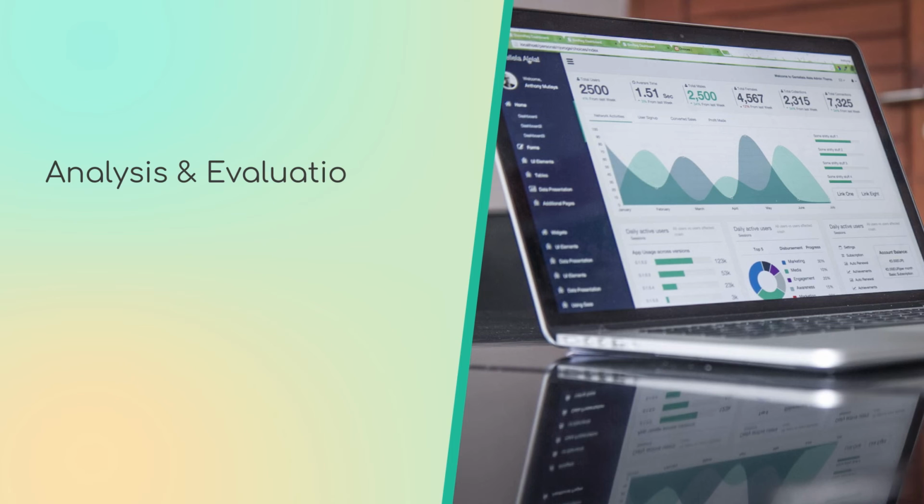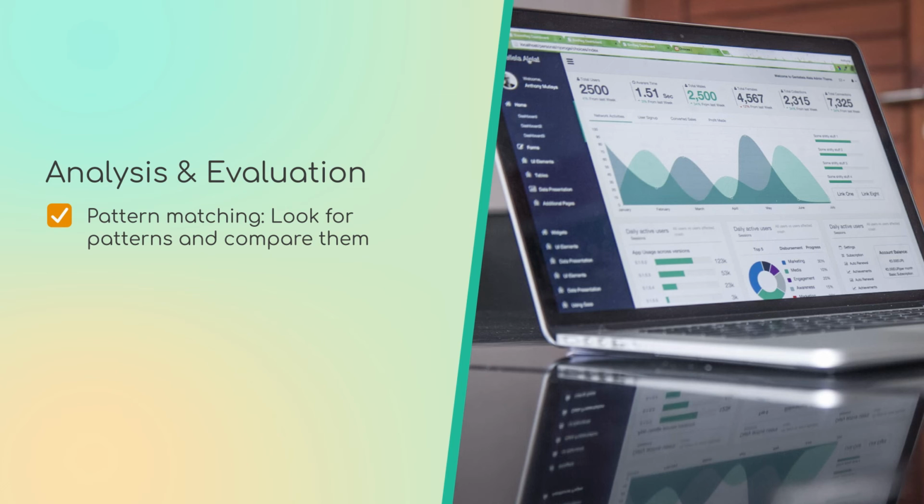The final step is to analyze and evaluate the case on the basis of the data collected. Even though there is no standard procedure for this, some evaluation techniques have proven effective. The analysis usually starts with pattern matching. This strategy involves identifying common patterns in your data material and comparing them with each other in order to derive new insights on this basis.